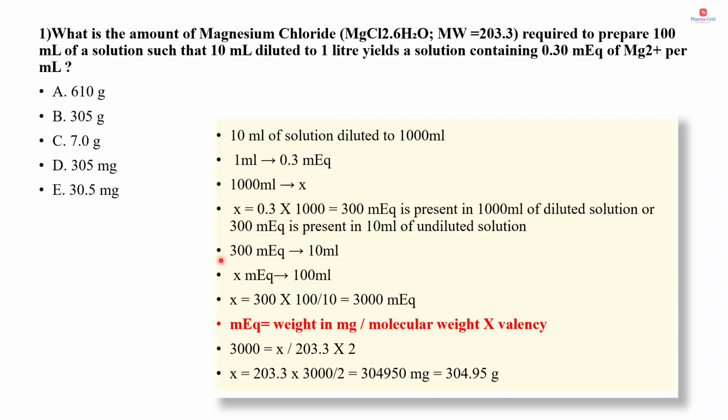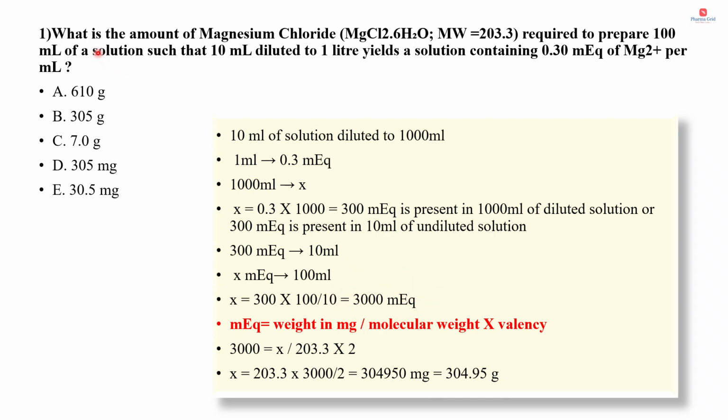Take this value as x or y. So find out the value of x. X equals cross multiply, that is 300 into 100 divided by 10, that is equal to 3000 milliequivalent. Now we got the number of milliequivalents present in 100 ml of the solution.